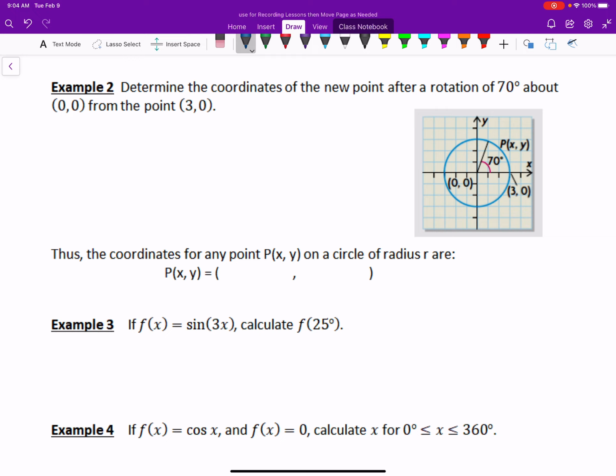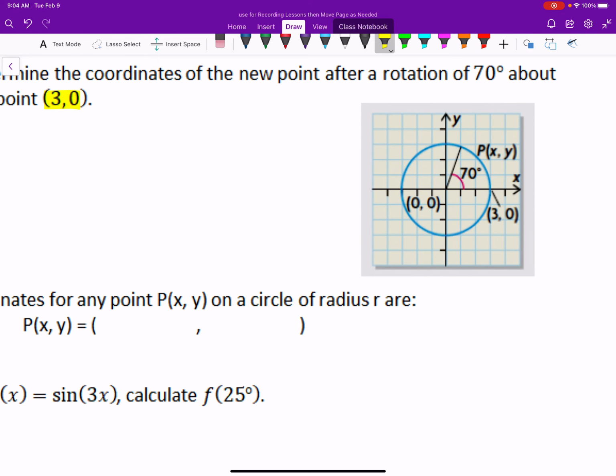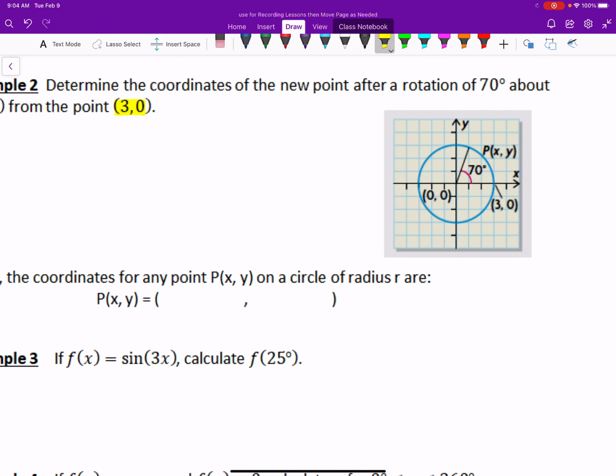So determine the coordinates of the new point after a rotation of 70 degrees about 0, 0 from the point 3, 0. So for sinusoidal graphs, we're thinking about angles on a Cartesian plane. That's the basic idea. So you can see we got this XY Cartesian plane. And for angles on the Cartesian plane, we always start at the positive x-axis. So this is what's called the initial arm.